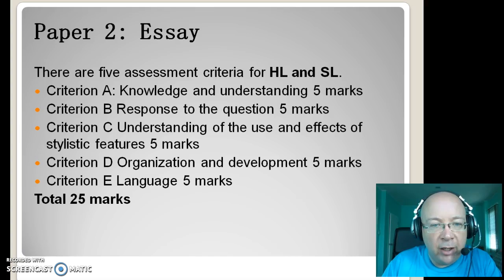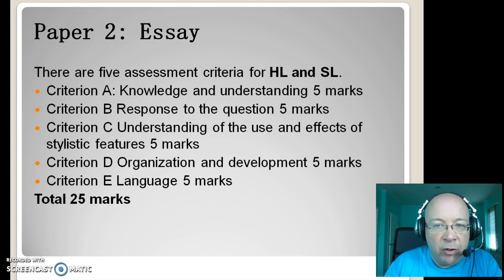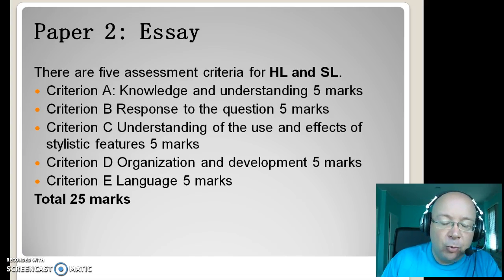Okay, so in terms of marking, this is basically how it's broken down. It's out of 25. Each category or criterion is 5 marks. Criterion A is how well do you understand the text. B is do you specifically respond to the question. It's an important one. Don't just try and go in with pre-rehearsed answers. That never really works very well.